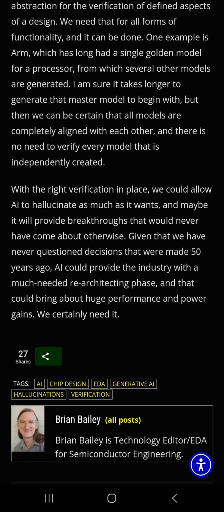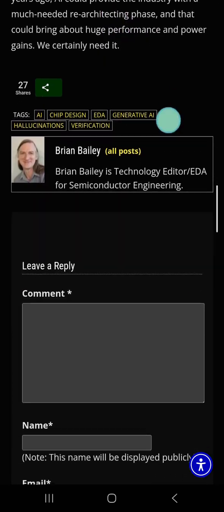Given that we have architecture decisions that were made 50 years ago, AI could provide the industry with a much needed rethink of the architecting phase, and that could bring about the huge performance and power gains we certainly need.